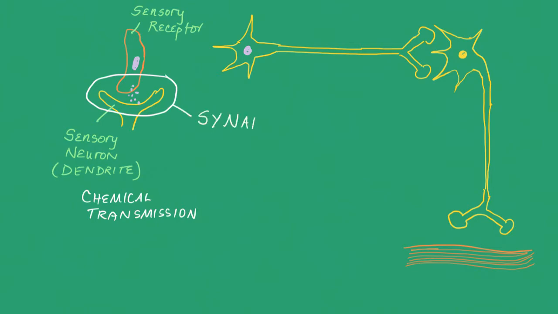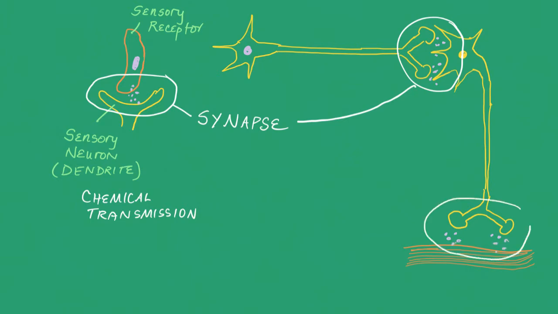We call this a synapse, and the space between the two cells is called the synaptic gap or the synaptic cleft. Similarly, we could have a synapse between two neurons. The same thing is happening here. There is a presynaptic neuron and a postsynaptic neuron.